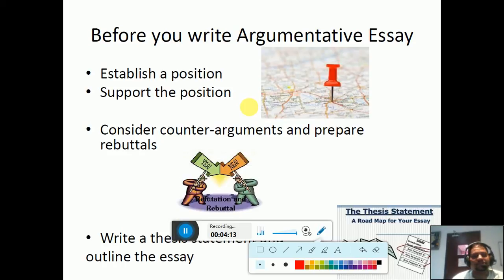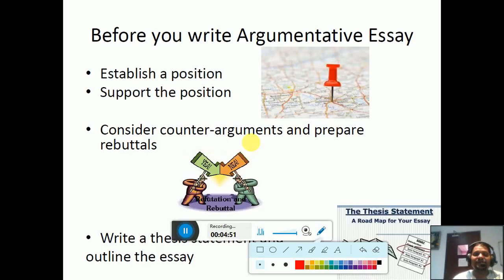Now then I need to consider counter arguments. So I need to understand what other people are saying who are against demonetization. So I need to consider people out there who are saying demonetization is bad. Why it is bad, and their statements are considered as counter arguments.